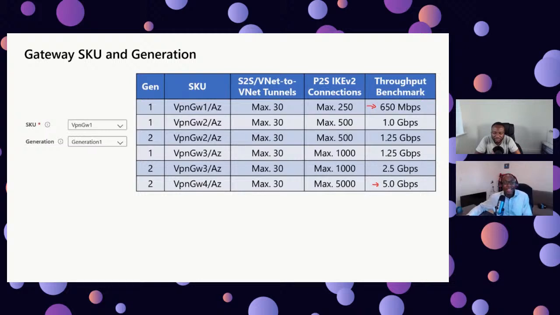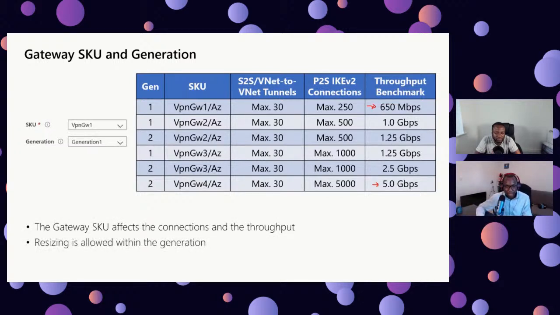But these are not guaranteed. These are sort of like a benchmark that they've done, right? So the gateway SKU affects the connection and the throughput. Resizing is allowed only within the generation. So for example, you can change the size of your gateway from this size to this size because they belong to the same generation. But you cannot change the size from this size to this size because they belong to different generations. So they have to be the same generation for you to do that.